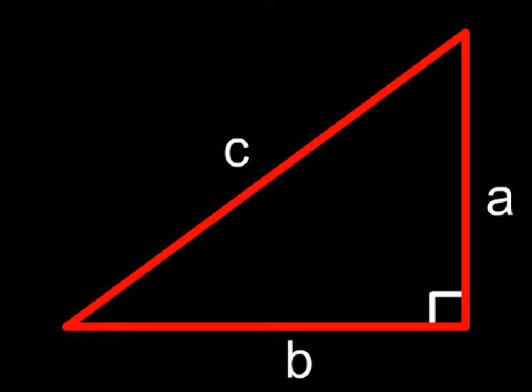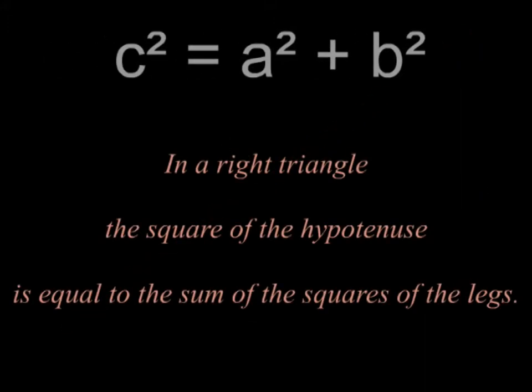With this in mind, let's take another look at the Pythagorean theorem and see if it makes more sense. In a right triangle, the square of the hypotenuse is equal to the sum of the squares of the legs.